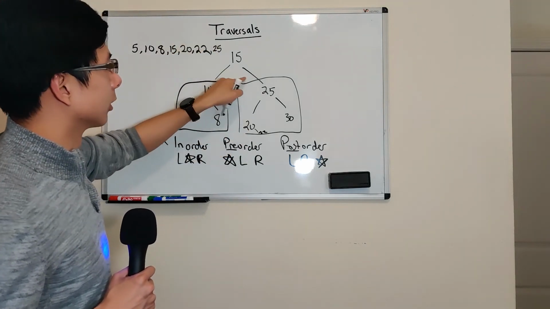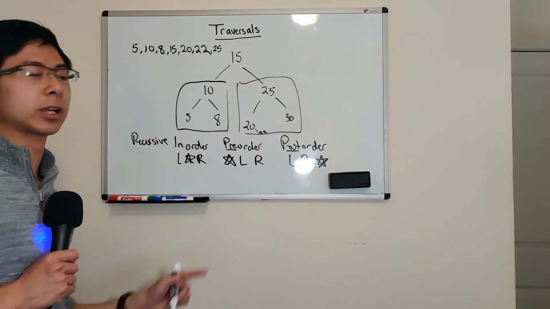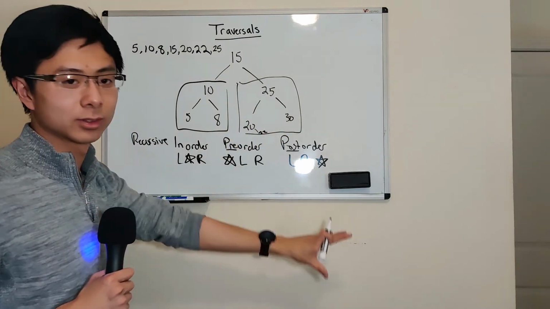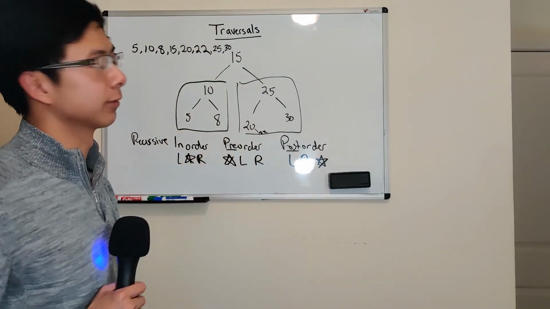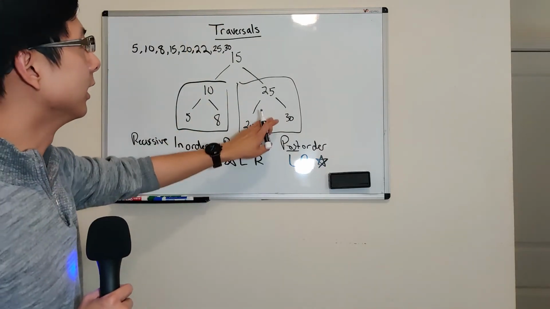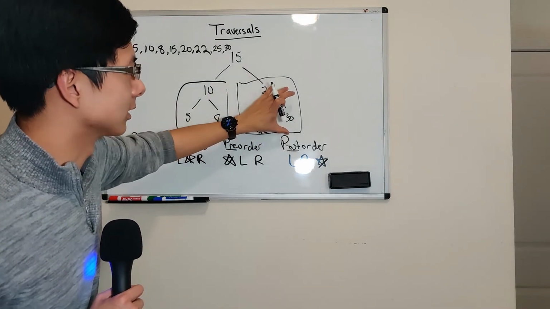And then I call in order of its right child, which is 30, which then I call in order of its left child, which is nothing, so it's done. Then I write down 30. I call in order traversal of the right child of 30, and there's nothing again, so that's done. And now that this is done, that means that this entire thing is done, which means the whole thing is now done.